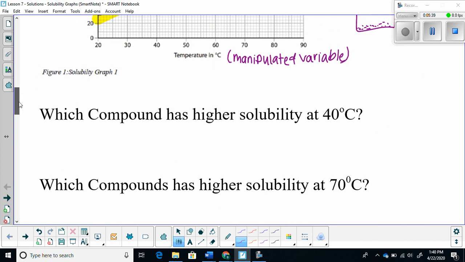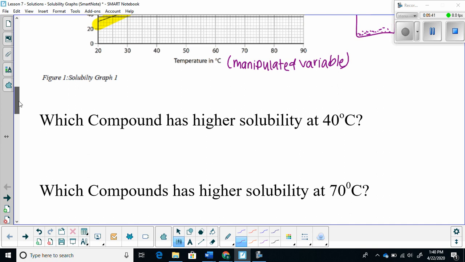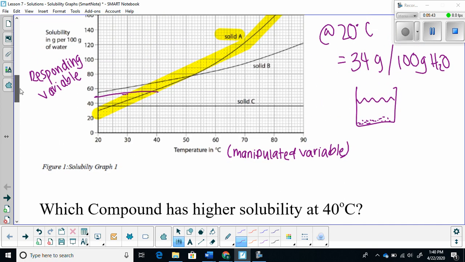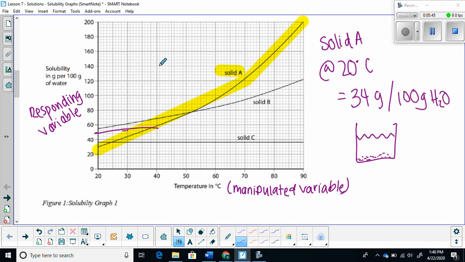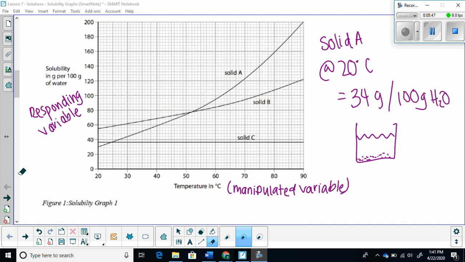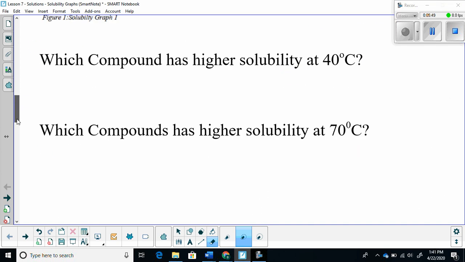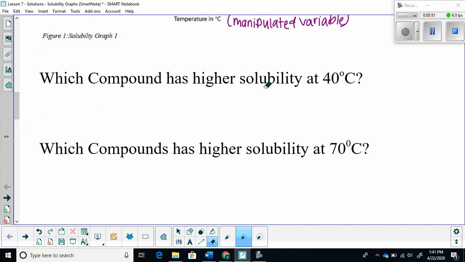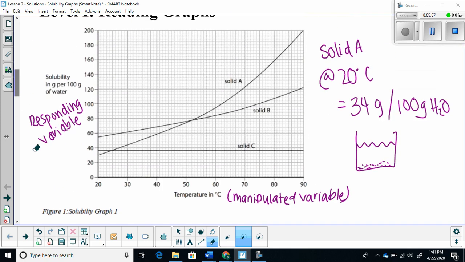So now it's asking which compound has a higher solubility at 40 degrees Celsius. Okay, I'm going to clear up my graph and then we'll come back. Okay, so going back, the question is asking which compound has the highest solubility at 40 degrees Celsius. So what I'm going to do is find 40 on the graph.